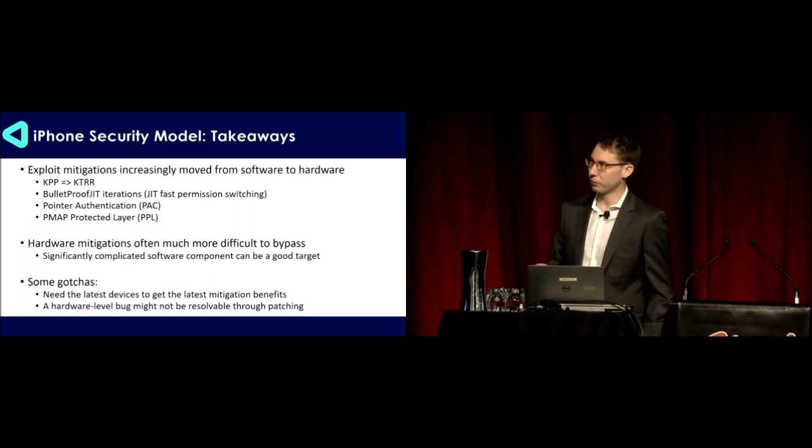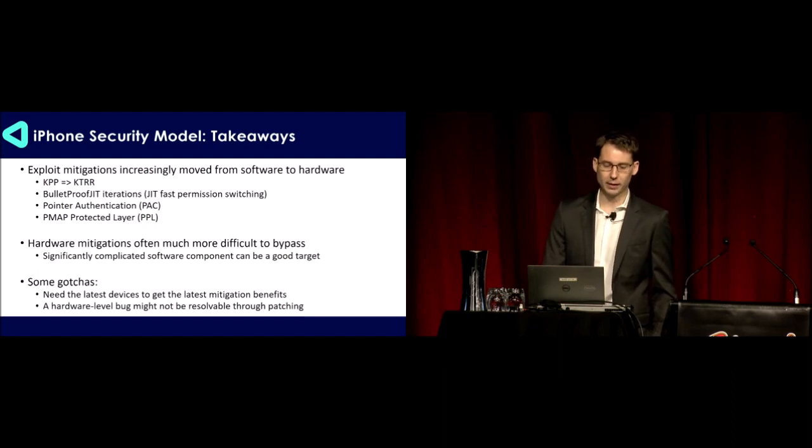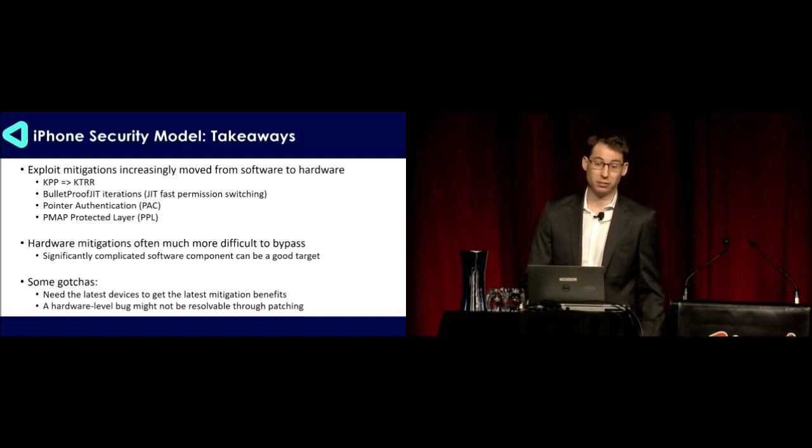There's a few gotchas, of course, with this approach. One is you need the latest devices to get the latest mitigation benefits. PAC, you need an A12, the iPhone XS and XR, otherwise you just don't have it. And in theory, if you found a hardware level bug, they might not be able to work around it in software, and you essentially just have to wait until the next device comes out.